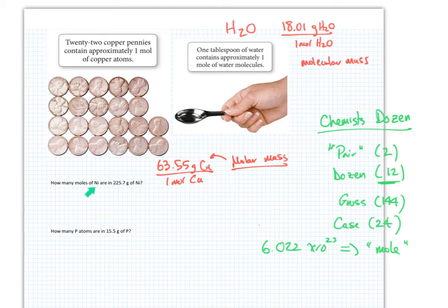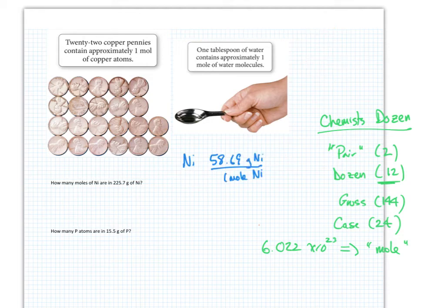How many moles of nickel are in 225.7 grams of nickel? If you want to stop the video here and think about it, we can. I'm going to clean up this screen and then we'll come back and solve this problem. The way we approach this problem is we need to know what the molar mass of nickel is. I've already looked it up. Nickel happens to be 58.69 grams of nickel for every 1 mole of nickel. Where did I get this number from? This came off the periodic table. That's the number next to nickel on the periodic table.